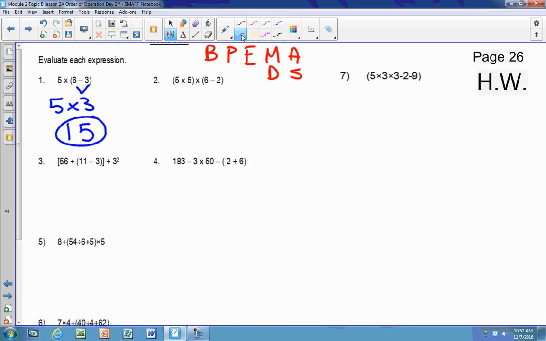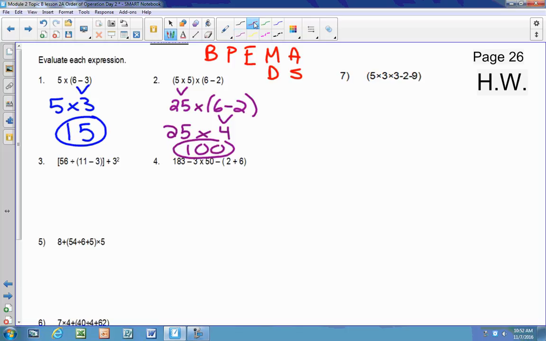Number 2 has 2 sets of parentheses first. There's no brackets, so I do 5 times 5 is 25, and I rewrite everything else. And then I have more parentheses, so I do that. And 25 times 4 is 100.